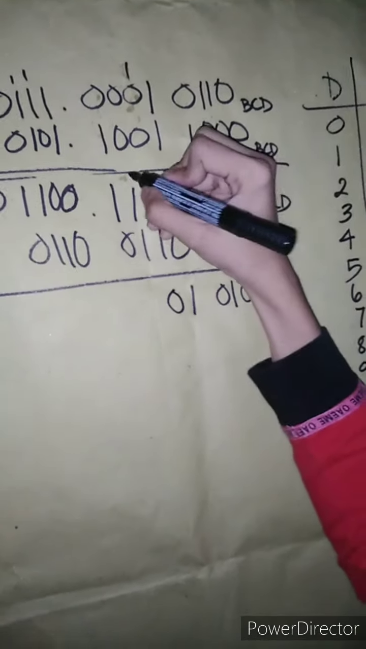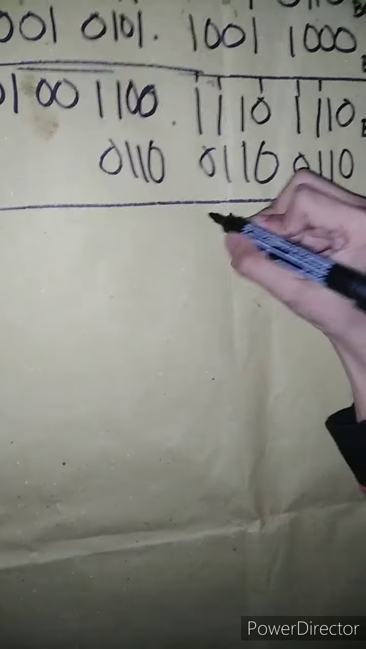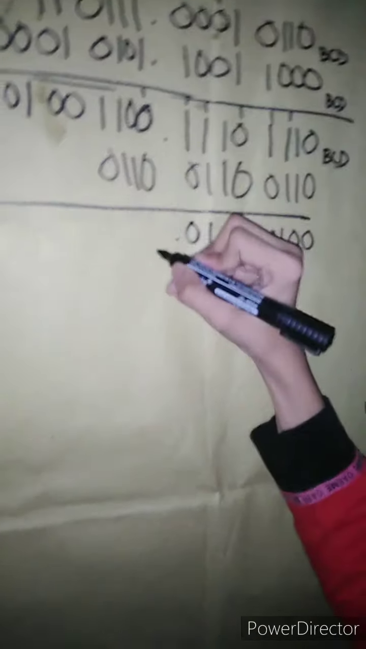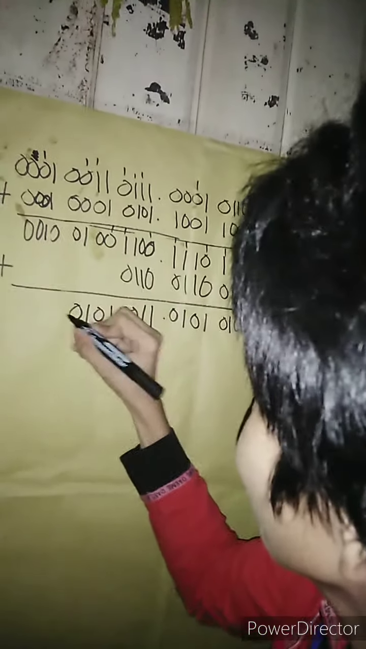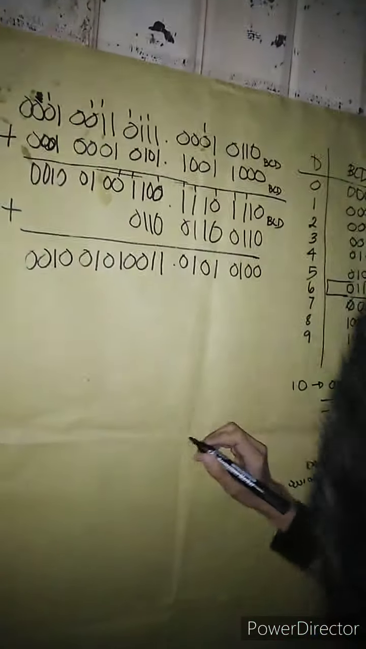Again, adding these numbers, we will have 0, 0 carry 1, 1 carry 1, 0 carry 1, 1, 0. Am I doing it right? I guess. 1, 1 carry 1, 0 carry 1, 1, 1, 0 carry 1, 0 carry 1. Whew! 1, 0, 1, 0, 0, 1, 0, 0.